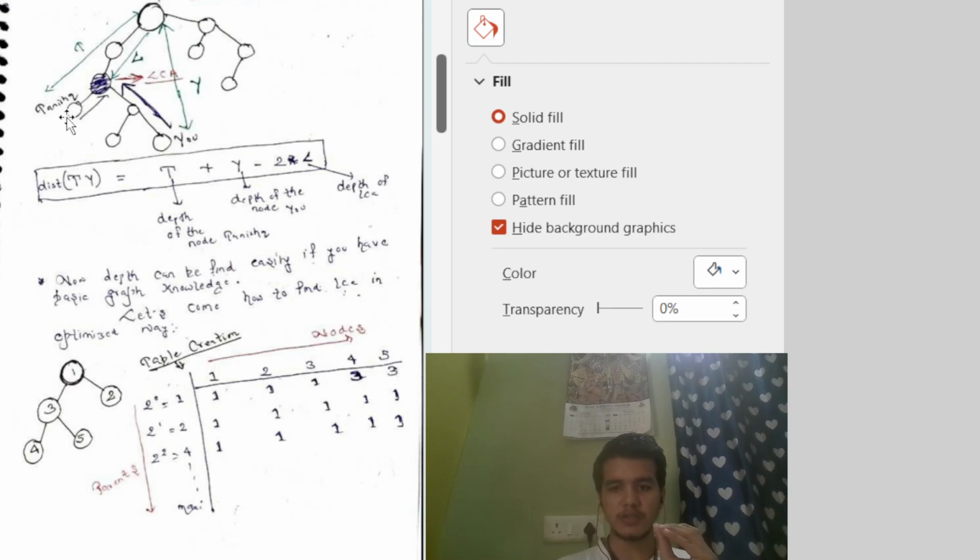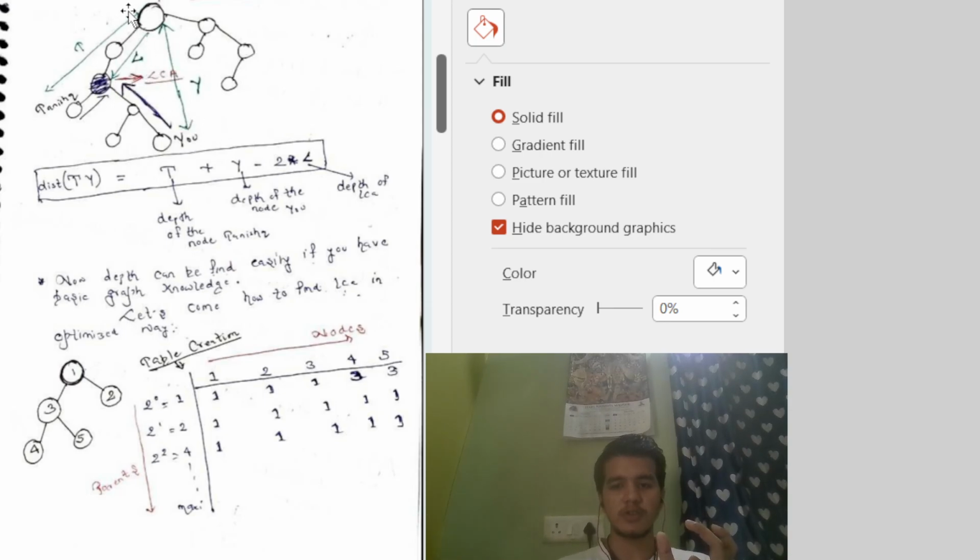So see, let's suppose here is a node named T and here is a node named U, and we need to find the distance between T and U. This is very basic math. Let's suppose the distance between the root node and T is T, the distance between node U and the root node is Y, and let's suppose this distance which I'm showing you is L. So we can write that distance TY is equal to T plus Y minus 2 into L.